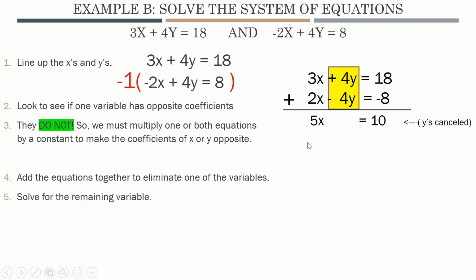Great, let's solve for x. Should be pretty easy. We're going to divide both sides by 5. X has to be equal to 2. I love it when they're nice whole numbers and they're nice and small, like 2 or 1 or 4.